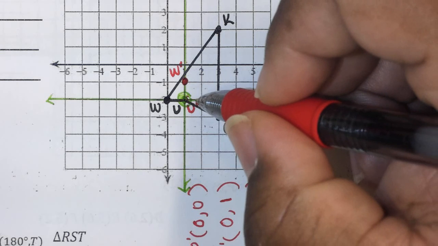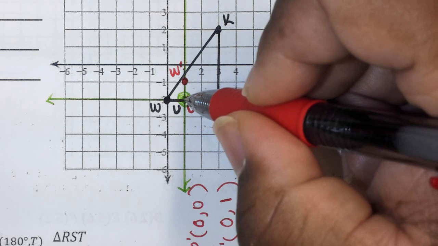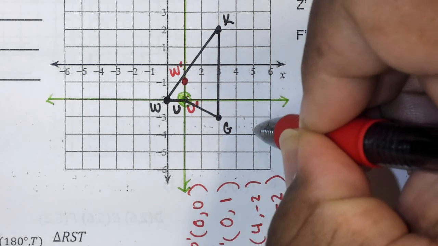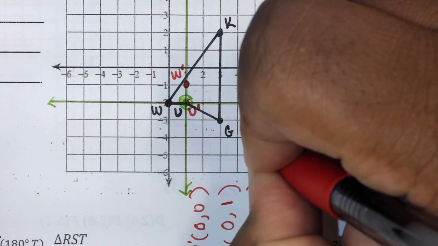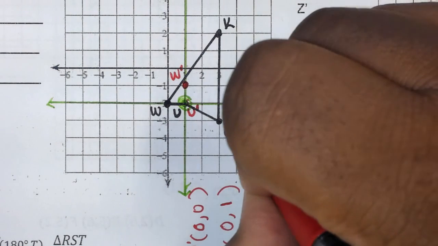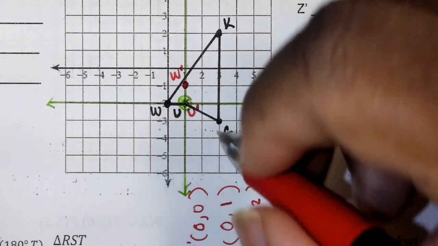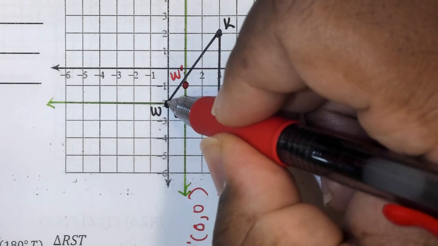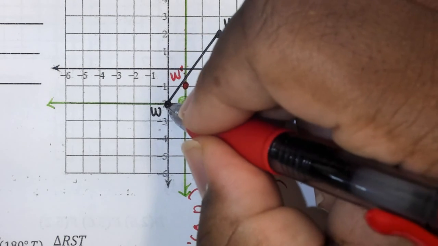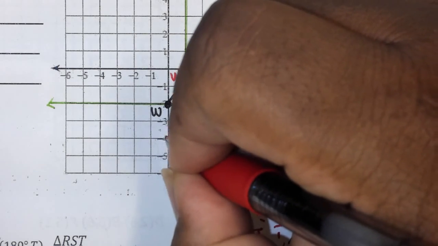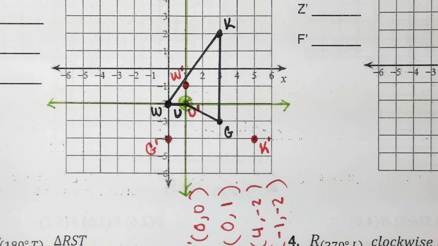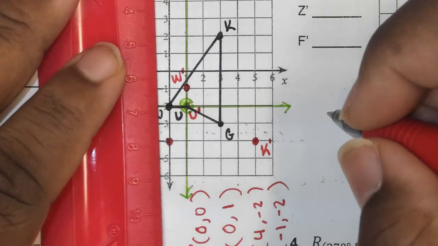And then we said K prime was 4, negative 2. So from the center of rotation, over 1, 2, 3, 4, down 1, 2. This will be K prime. And then the last one, G, from the center of rotation, it's negative 1, negative 2. So negative 1, down 1, 2. And it's going to be G prime. Once again, to connect, follow the letters U, W, K, G, U.